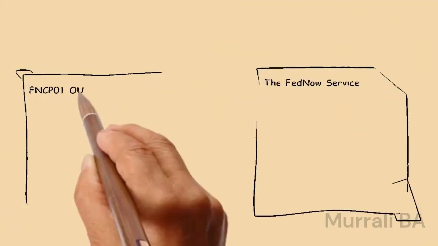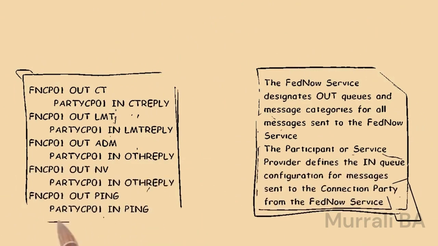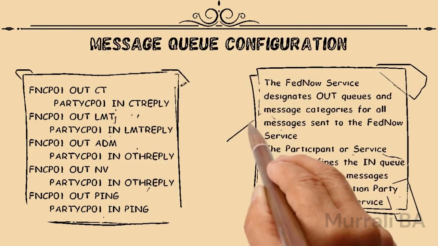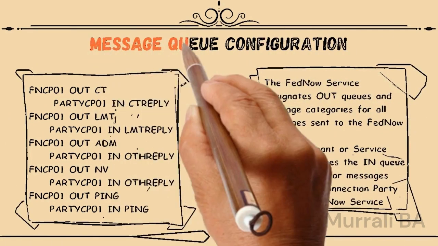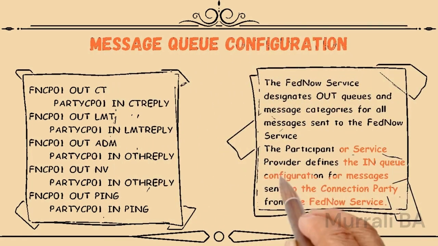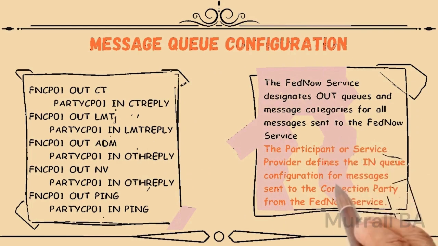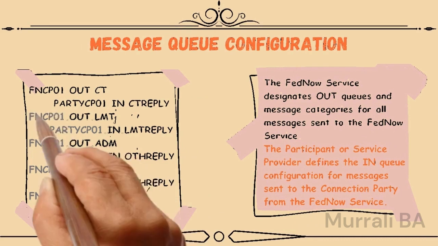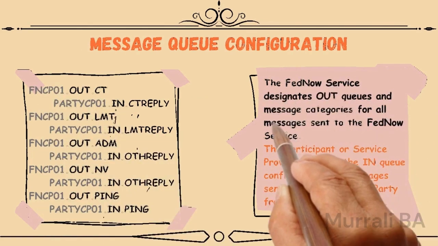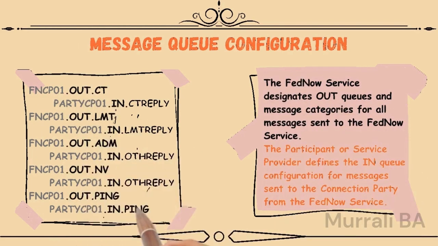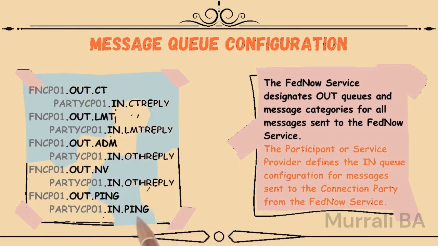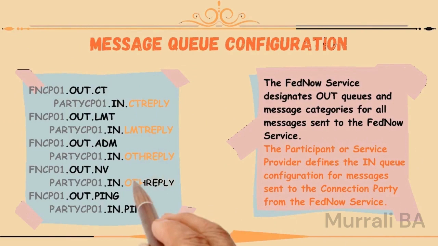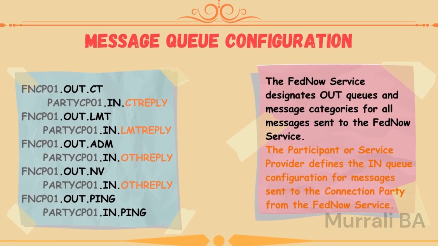Here is how the queue names would look like in production. All the gray parts are defined by their respective owners. The FedNow is an owner for all the out queues and a bank is an owner for all the in queues. When a credit transfer message is required to be sent from a bank, they should use a queue fncp01.out.ct, and the FedNow will respond back with another queue configured for receiving a reply, cp01.in.ct reply. So, like this, each category message is sent to FedNow via a predefined queue, and the response or incoming message can be received via a bank defined queue.